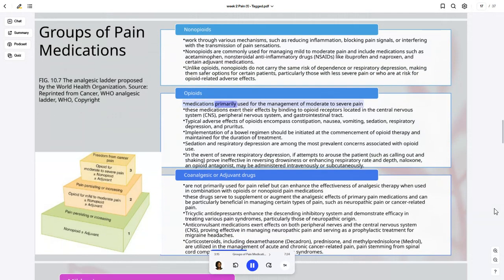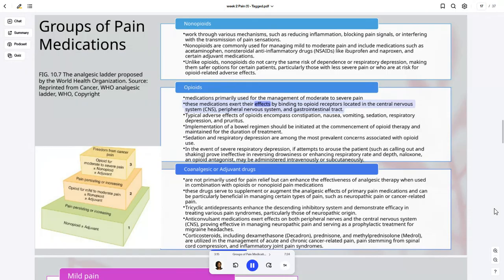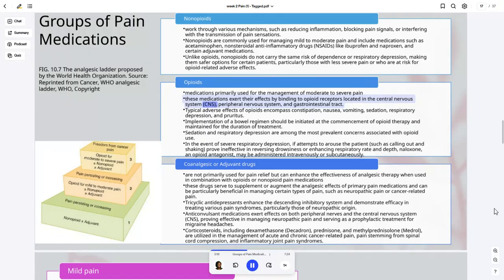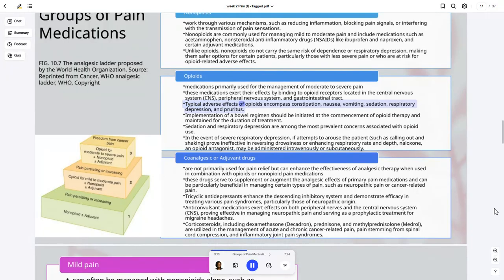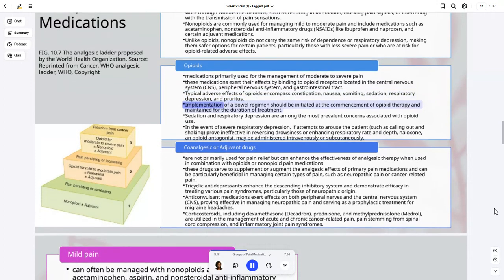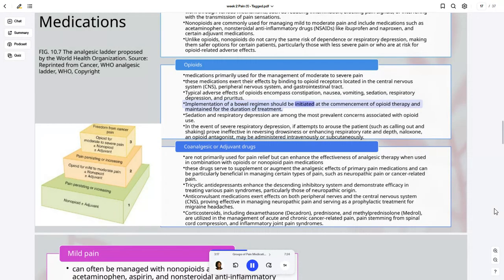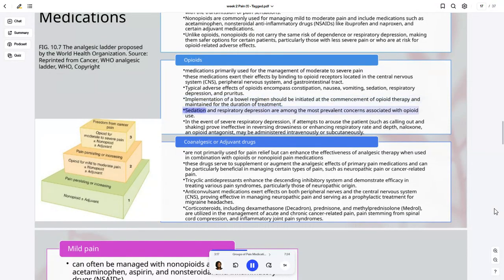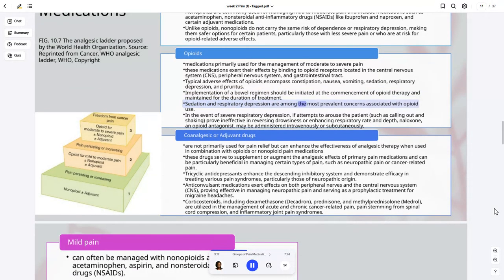Opioids are medications primarily used for the management of moderate to severe pain. These medications exert their effects by binding to opioid receptors located in the central nervous system, CNS, peripheral nervous system, and gastrointestinal tract. Typical adverse effects of opioids encompass constipation, nausea, vomiting, sedation, respiratory depression, and pruritus. Implementation of a bowel regimen should be initiated at the commencement of opioid therapy and maintained for the duration of treatment. Sedation and respiratory depression are among the most prevalent concerns associated with opioid use.